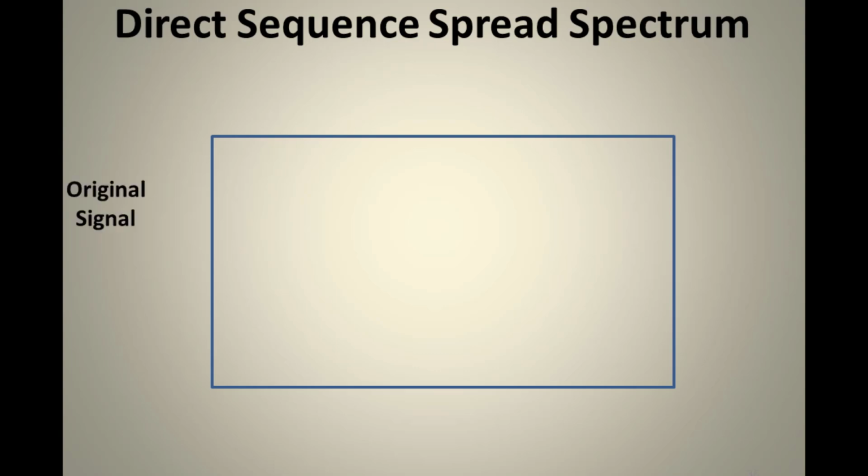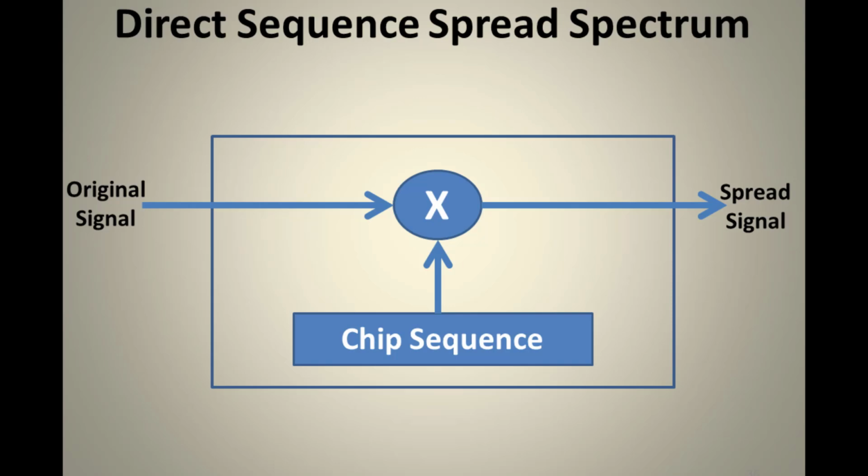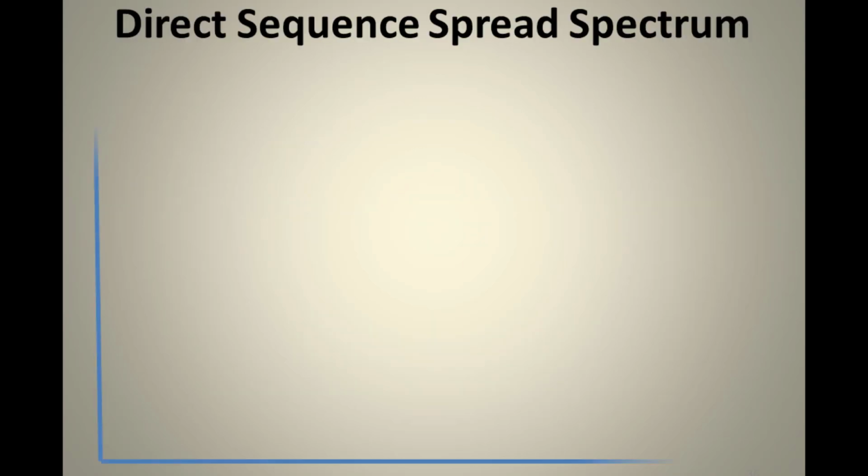This is a diagram. The original signal is combined with the chip sequence and we get the spread signal. On the left side we have the original signal, it is combined with the chip sequence and we get the output in the form of a spread signal. So this is the example.